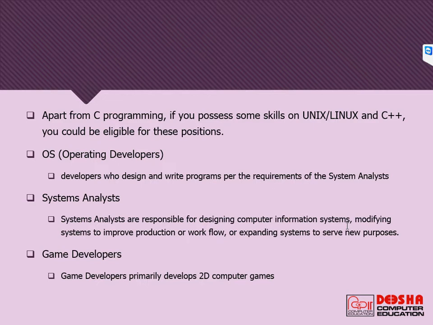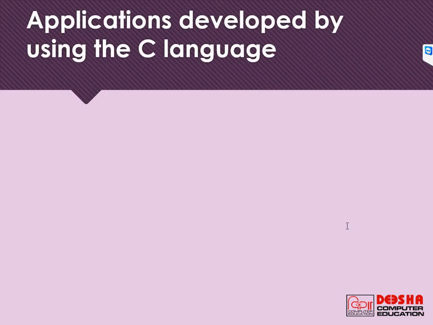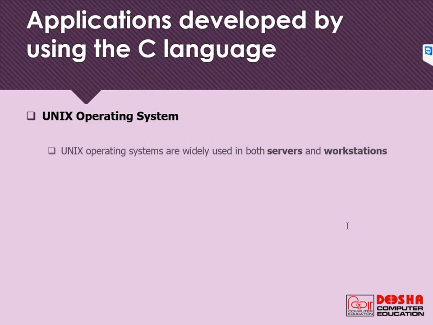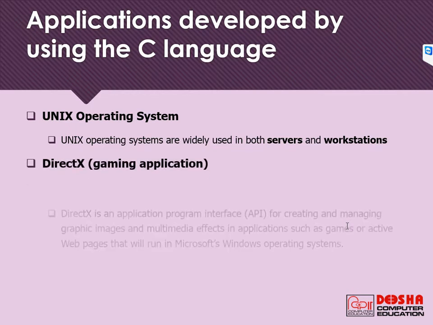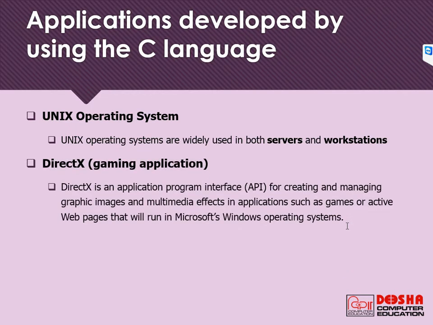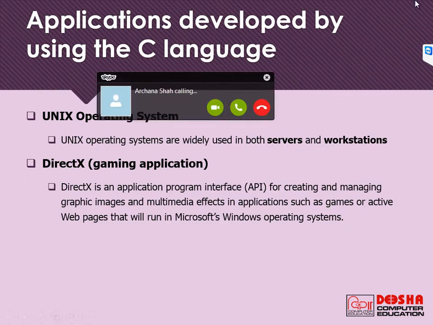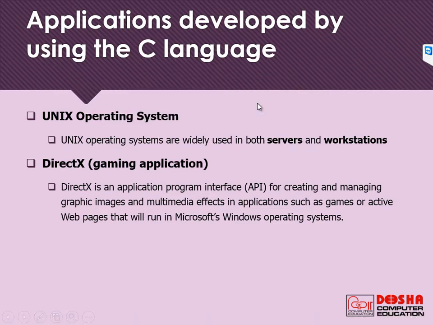After learning C and C++, we would be proficient in programming. Now, what are the applications developed using C language? First of all, the Unix operating system. The main intention of developing C was to develop Unix. Unix operating systems are widely used in servers and workstations also. Many DirectX applications such as games, and some APIs, were developed using C and C++.